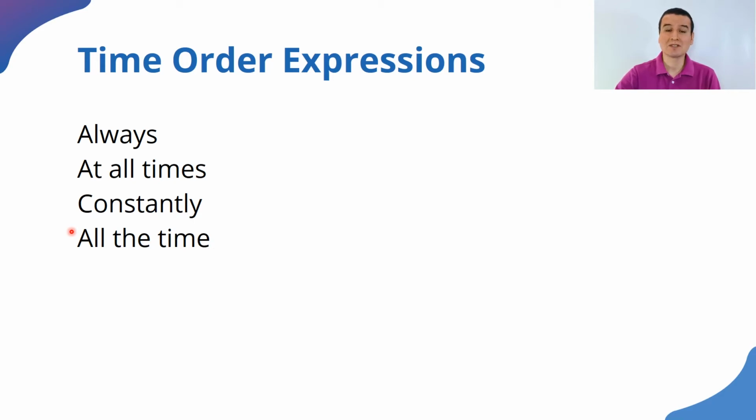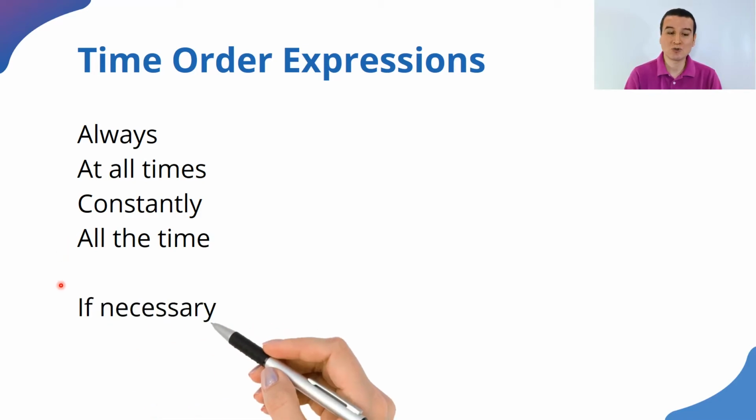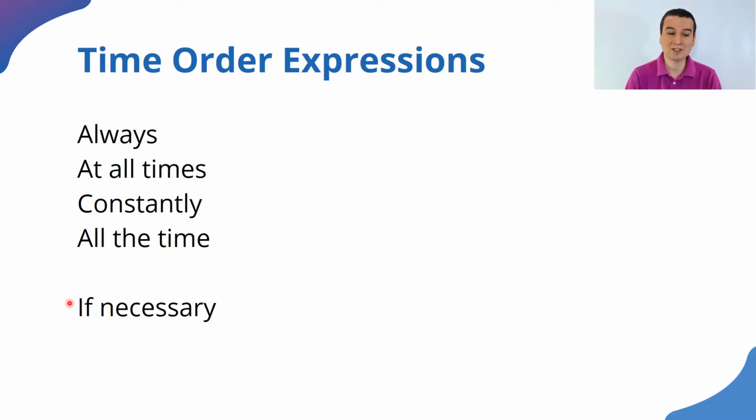What you should be doing all the time, you could say always, at all times, constantly, all the time. And sometimes some things that you could do only if necessary. You could also say, if necessary, to specify some instruction that it may happen or it may not. So no matter where you locate it, if you say if necessary, it means that only in the case you absolutely need it. All right?